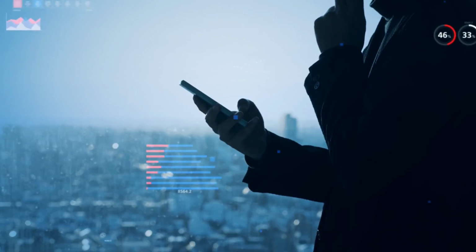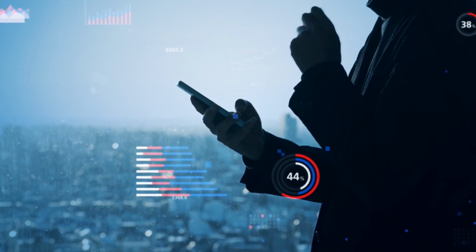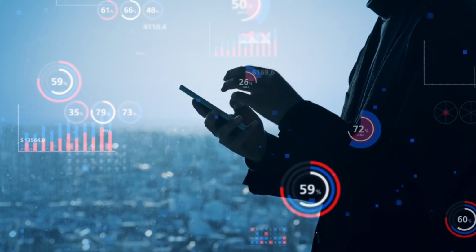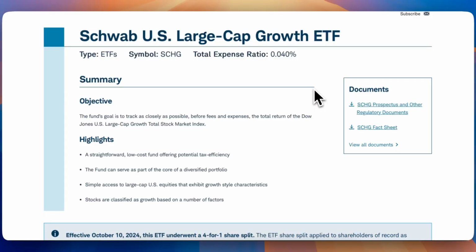In this video, we'll explore why this strategy works, how to implement it, and how it can help you maximize your long-term returns. The Schwab US Large Cap Growth ETF focuses on high-growth companies that prioritize reinvesting earnings over paying dividends. These stocks tend to be more volatile, which soars in bull markets but also declines sharply during downturns. SCHG is very popular because of its high growth rate as well as a low expense ratio of only 0.04%.